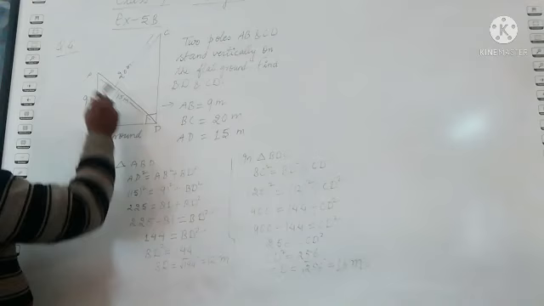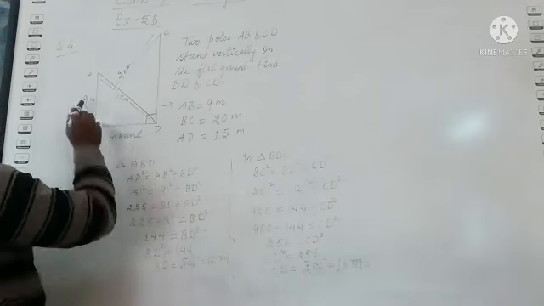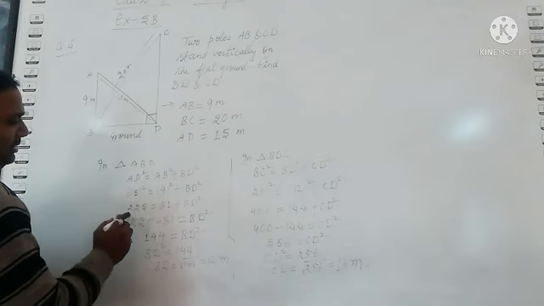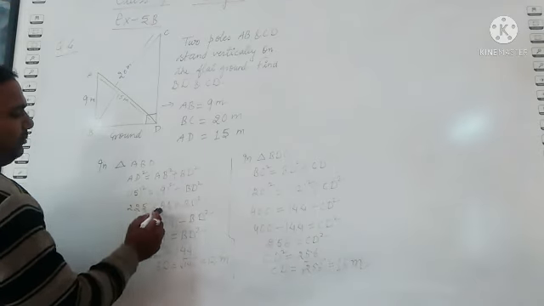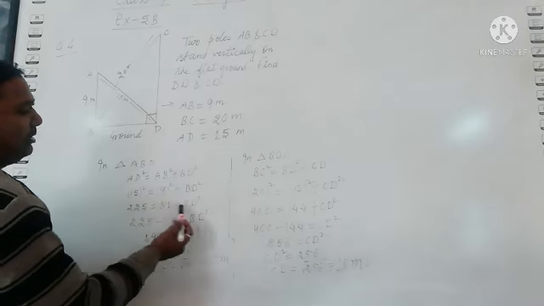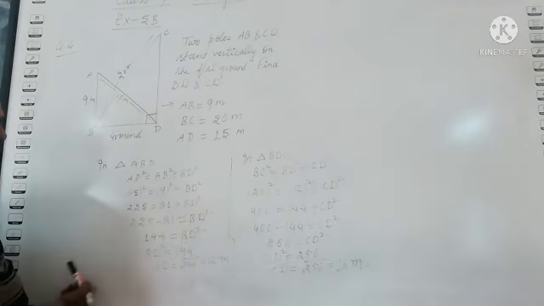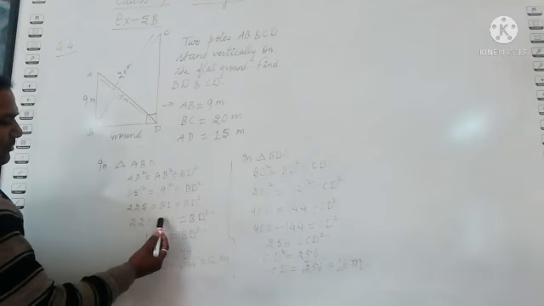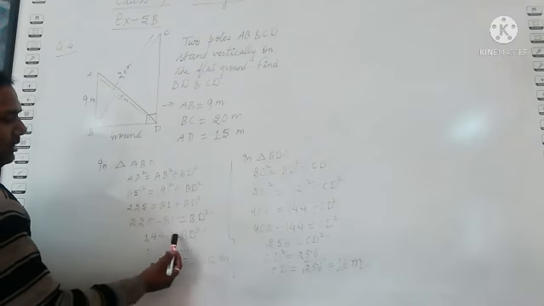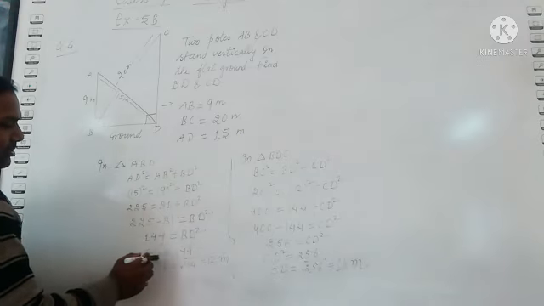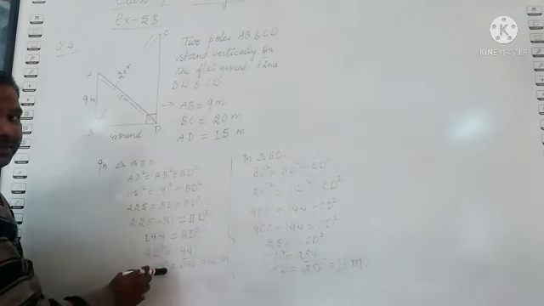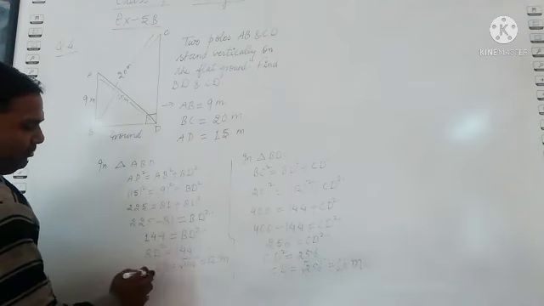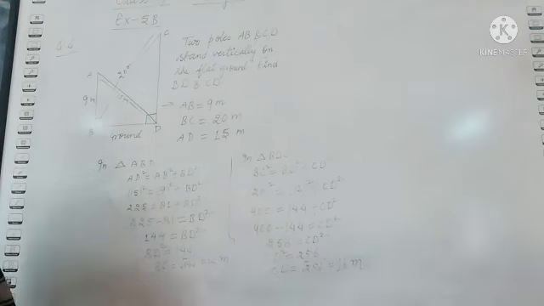Now put the value. AD is given 15, so 15 square. AB is given 9, so 9 square plus BD square. 15 square means 15 into 15, that is 225. 9 square means 81, 9 9 81, plus BD square. Now 81 transpose to the left side. We have 225 minus 81 equal BD square. Subtract 225 minus 81, we have 144. That is equal to BD square. Now BD square is equal to 144. So BD is equal to root 144. Square root of 144 is 12. So BD is equal to 12 meter.